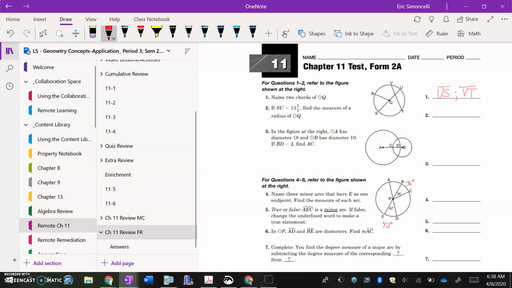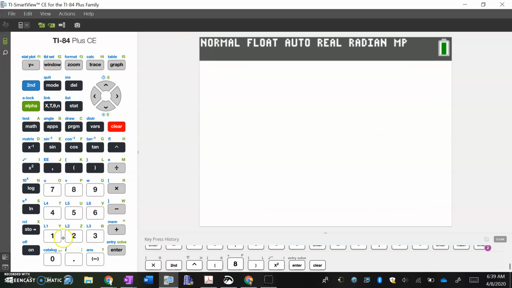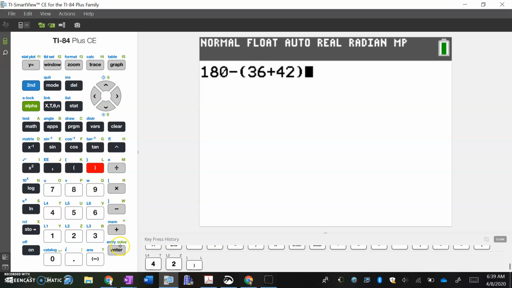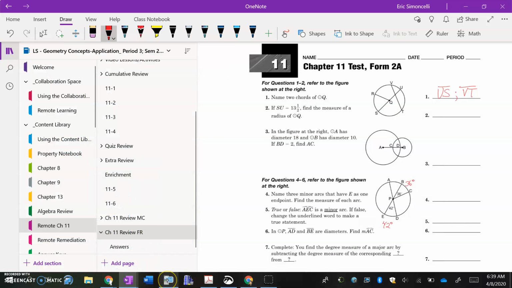Now, they don't say it in the problem, but BE I will assume is a diameter, as will I assume AD to be a diameter. So that implies that you can subtract to find this central angle CPD, which I'll do quickly by subtracting the sum of 36 plus 42 from 180. So that yields 102. So that angle is 102. Therefore, this arc is 102.